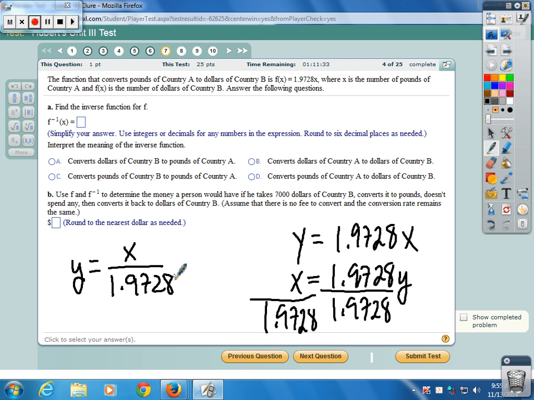The function converts, where x is the what? Number of pounds. So, this is dollars equals pounds over 1.9728. So, converts dollars. Now, I think it converts pounds into what? Pounds into dollars, don't it? So I would say D.